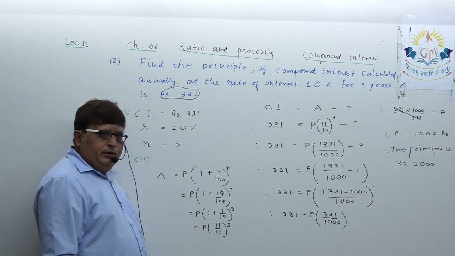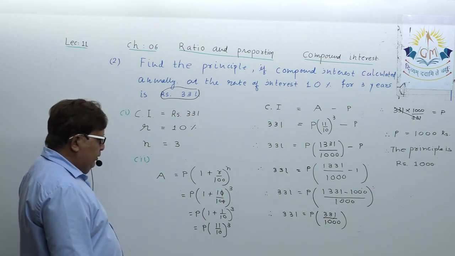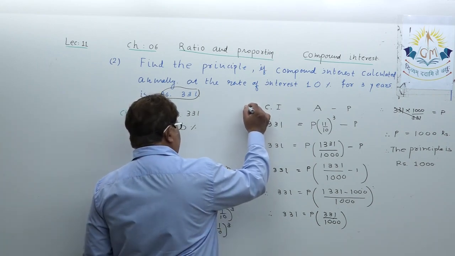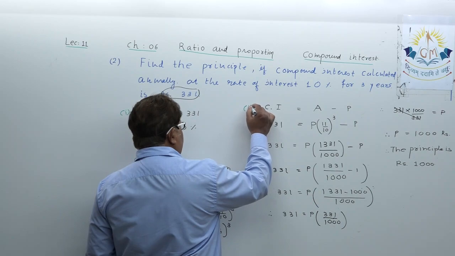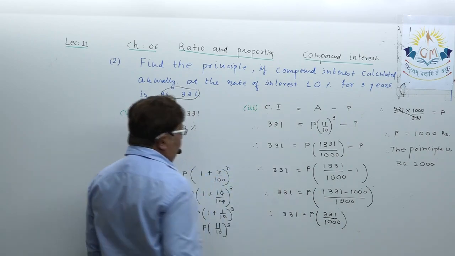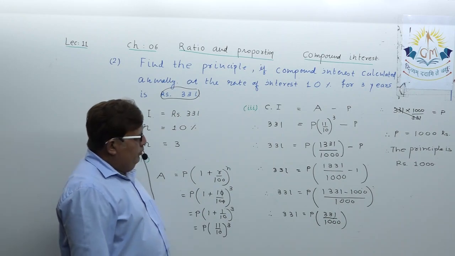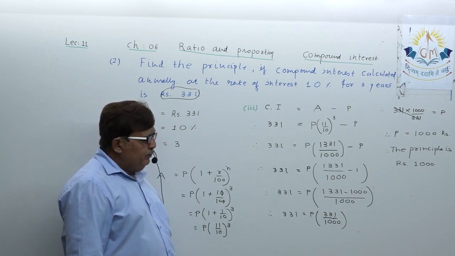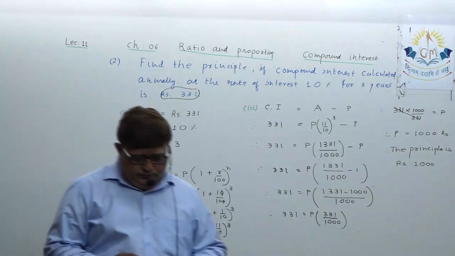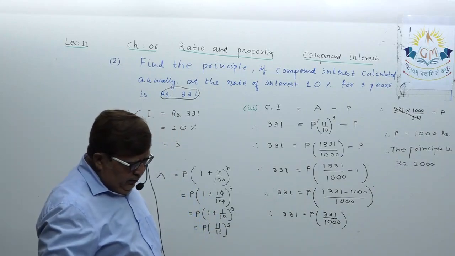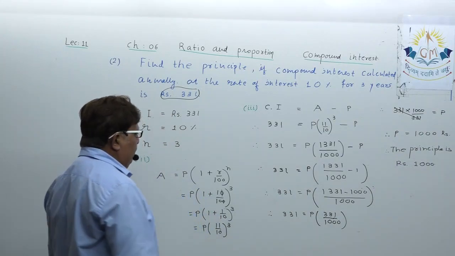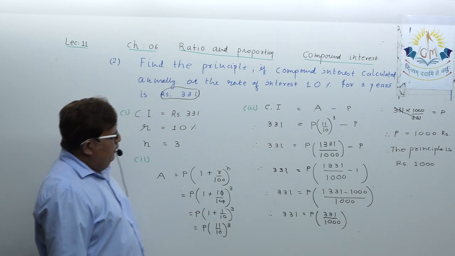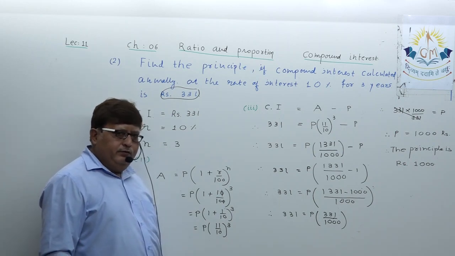The second stage, just find the expression for amount. We got here P into bracket 11 upon 10 raised to 3. Then the third stage, that is utilizing the formula of compound interest and finding principal. Okay, this is the way such examples can be solved. Okay, first you just look at the example and write comfortably first.